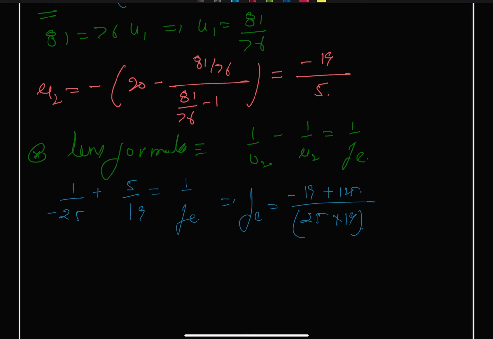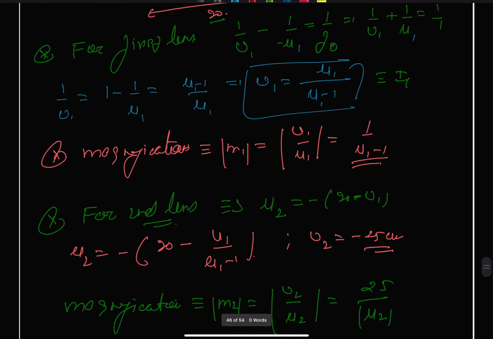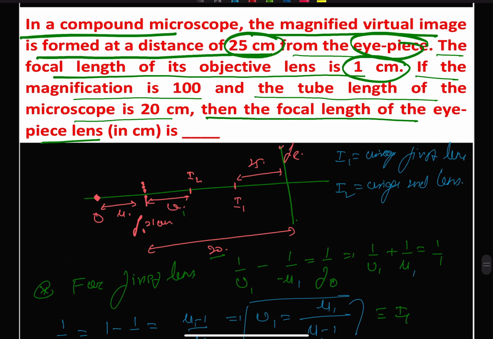Sorry, this is 1 upon fe. So this comes up 106. So we have fe will be equal to 25 into 19 divided by 106, which comes approximately equal to 4.48 centimeters. So it comes as approximately equal to 4.48 centimeters.